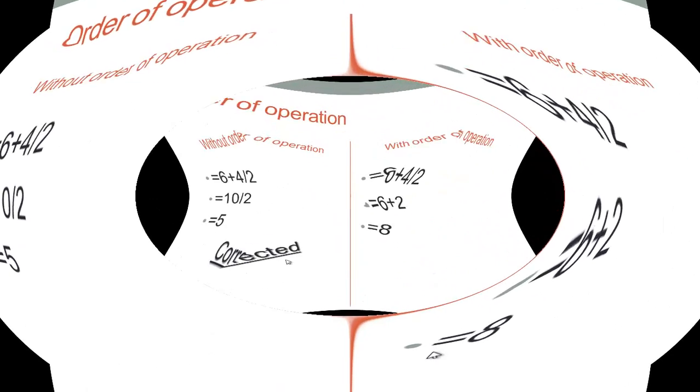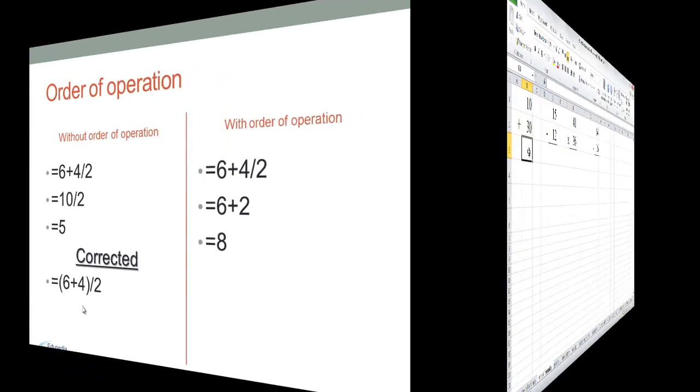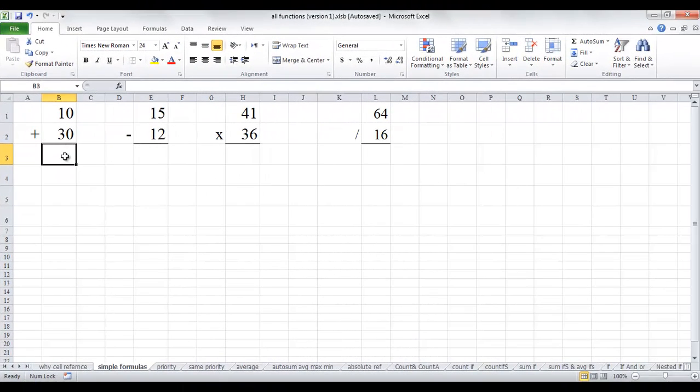order of operation. If you want to enforce the formula to calculate addition first before division, we should put the addition between brackets, 6 plus 4, involved in parentheses. Here are 4 examples of formulas that contain only one operation.